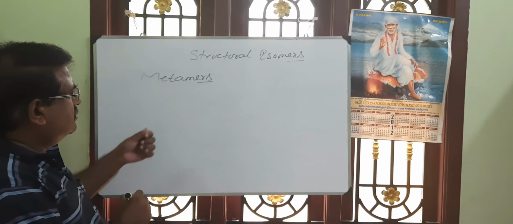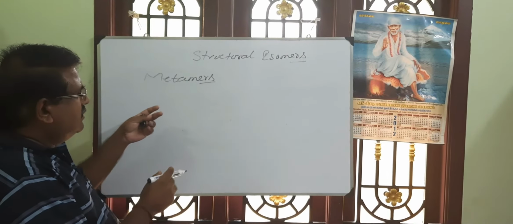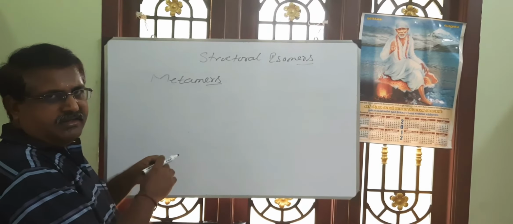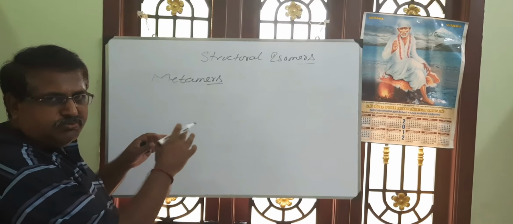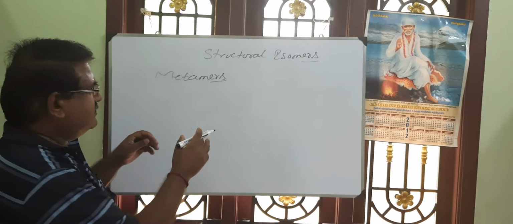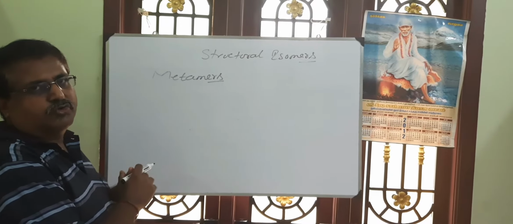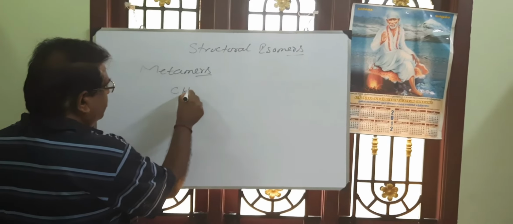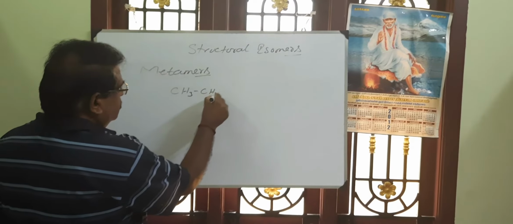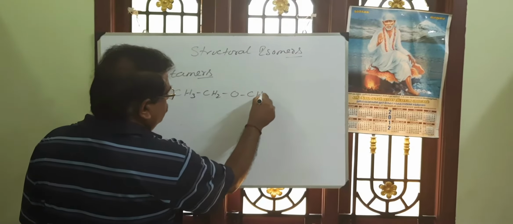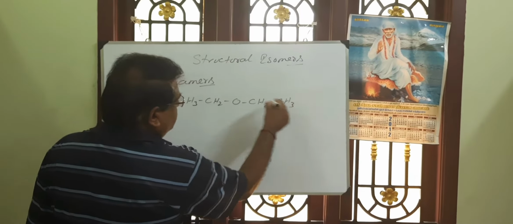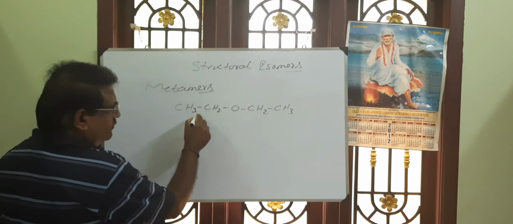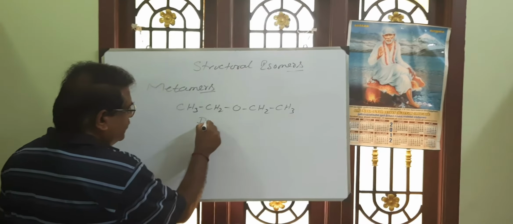Metamers are two molecules having identical molecular formula but differing in the unequal distributions of carbon chains on either side of the functional group. Let's have an example, CH3CH2OCH2CH3. This is ether. This is an ethyl group, this is another ethyl group. So the name of the molecule is diethyl ether.